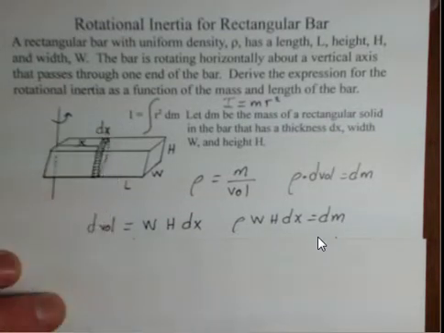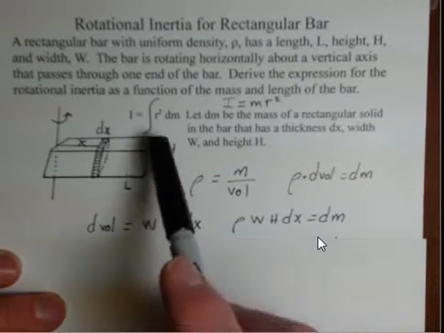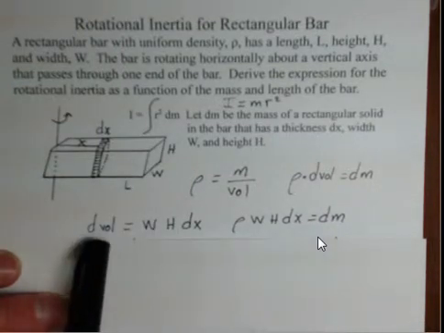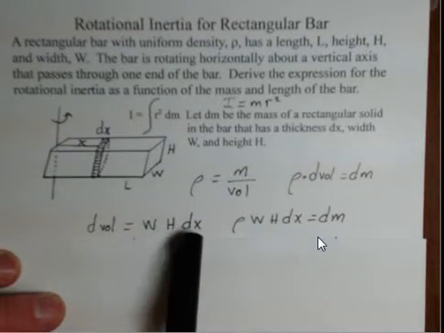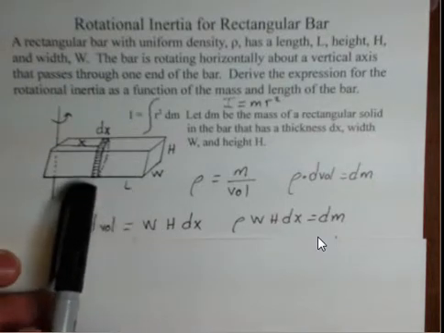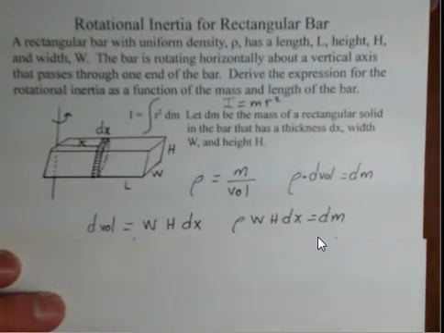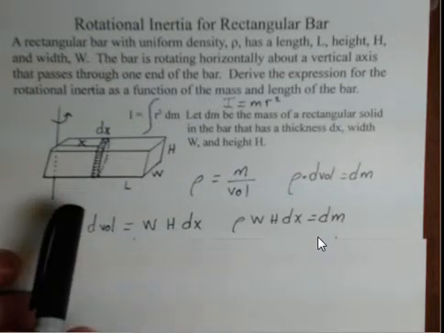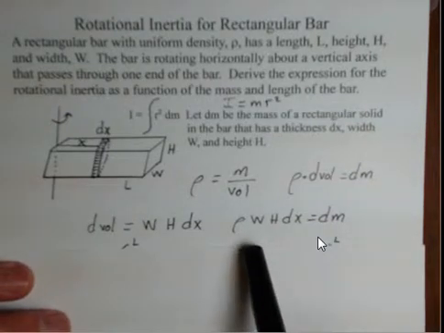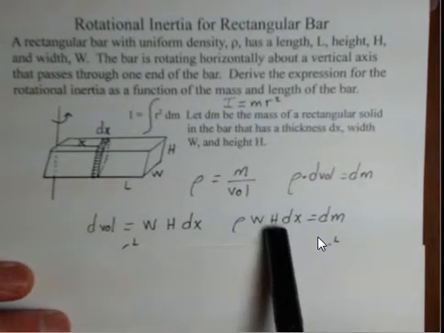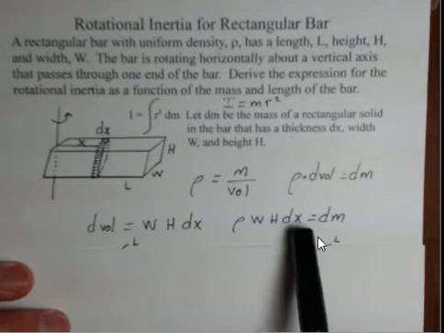But it has a thickness of dx, and it has a width w and a height h. So that infinitesimal volume would be w h dx. We do not use L. We don't use the volume of the whole bar. We'll get to that later. But we just have dx here, this shaded infinitesimal volume. So the dm would be the density times this infinitesimal volume, w h dx.